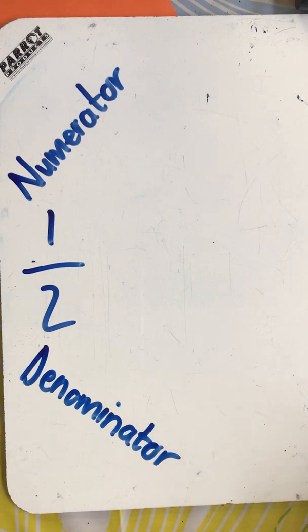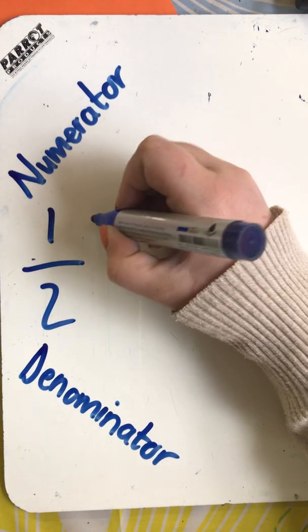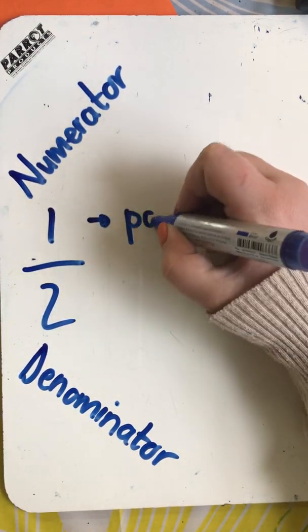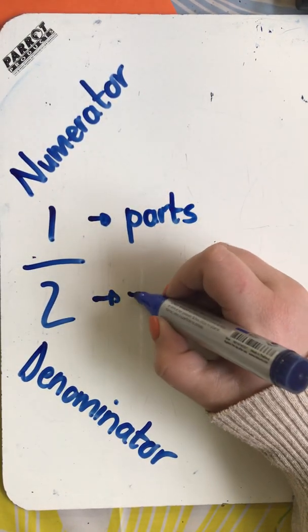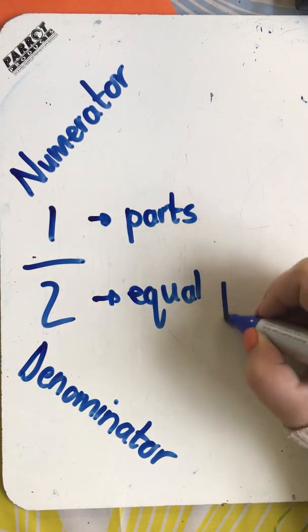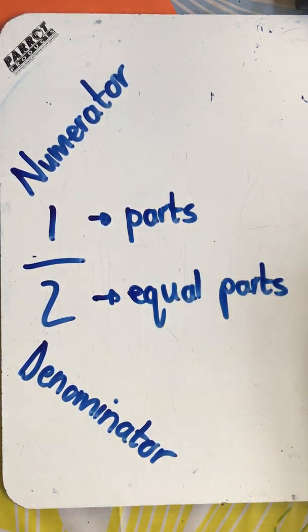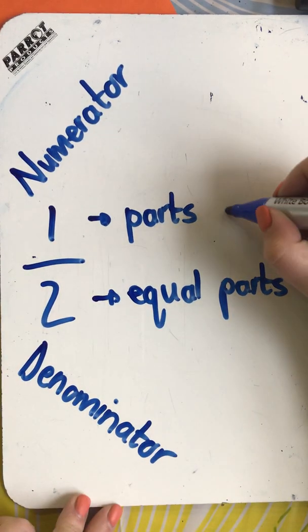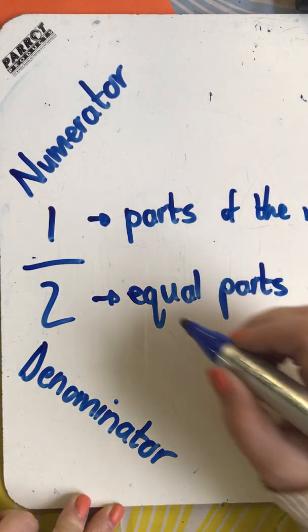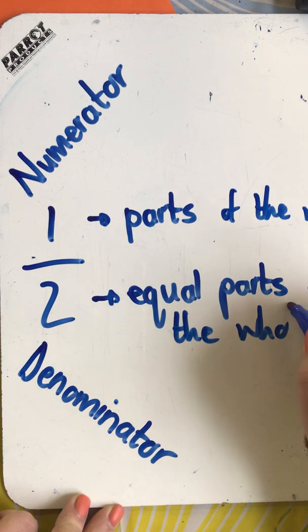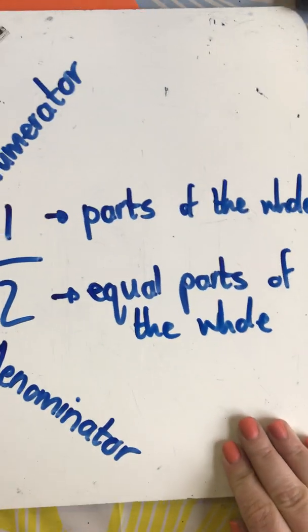So, numerator and denominator. Now, our numerator tells us how many parts, and our denominator tells us how many equal parts. Okay, now all of this means parts of the whole. Okay, that's what it means, parts of the whole. How many parts and how many equal parts of the whole.